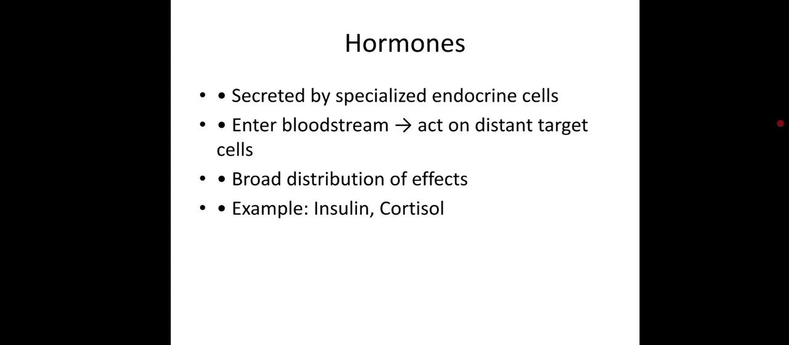So there is a broad distribution of effects. For example, insulin has a very broad range of actions. Cortisol has a very broad range of actions, such as controlling the inflammatory processes. So you can see a very wide range of actions from hormones. They are not sticking to one specific action. They perform one specific function by doing so many actions.